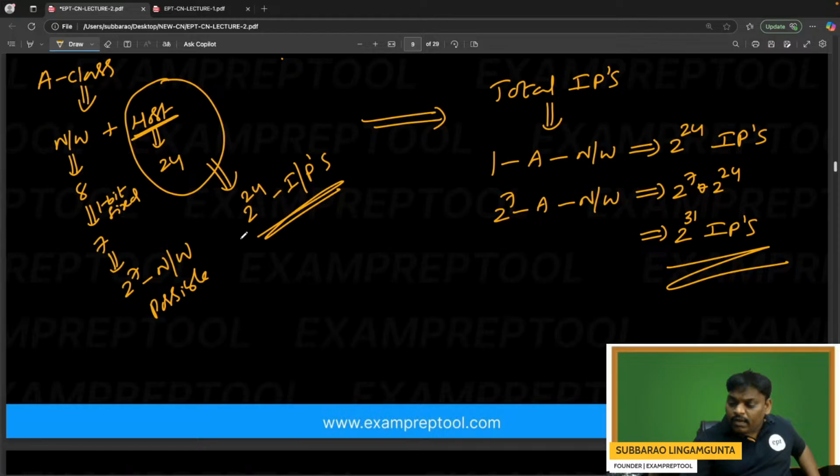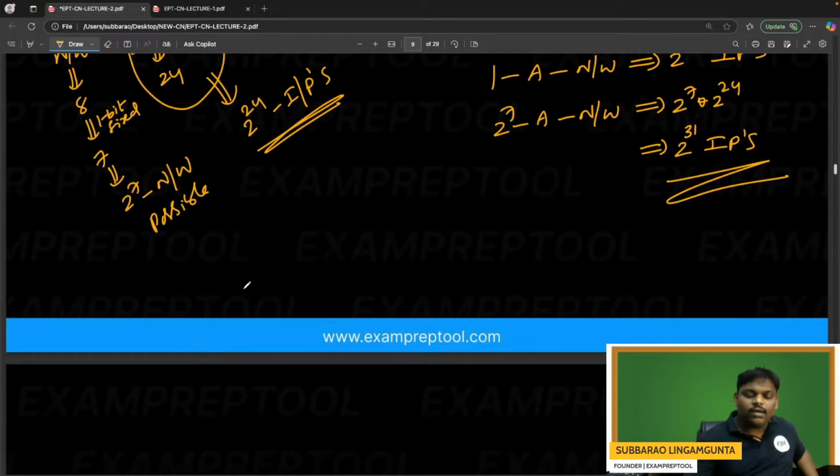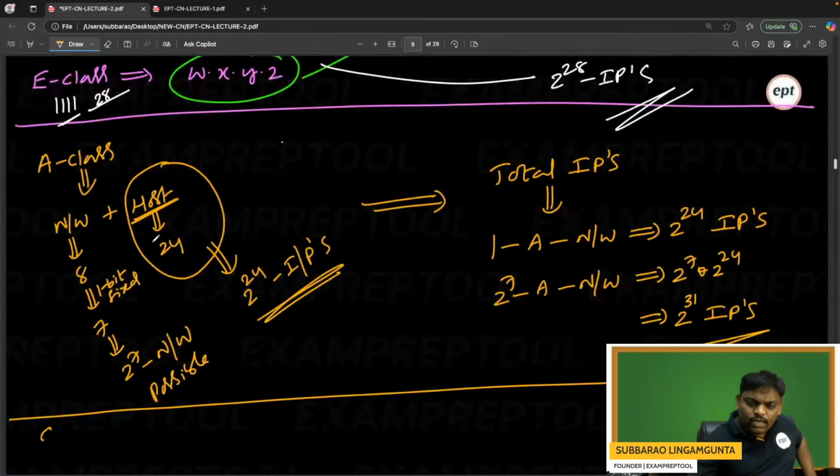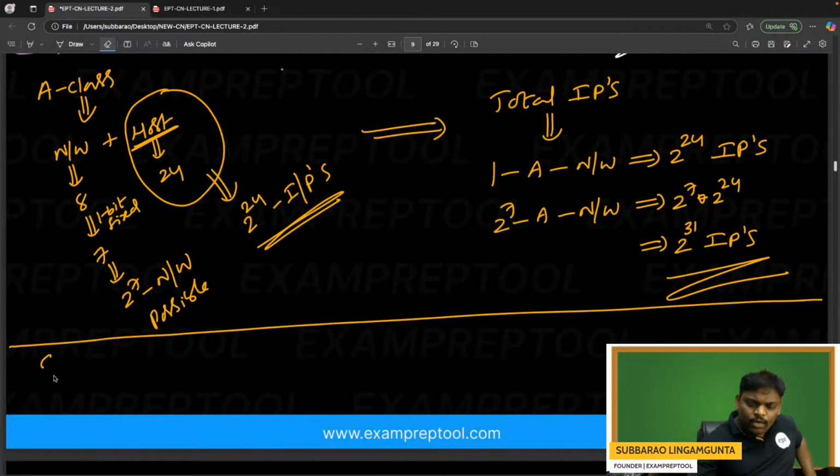So those people who still have a little doubt, can you see the class B? Can you see the class B one time? Everyone observe. Class A is done, so let's go to class B. You will get a little more clarity. Class B, observe here, everyone.